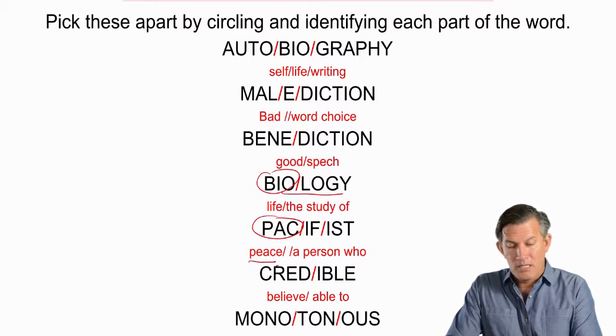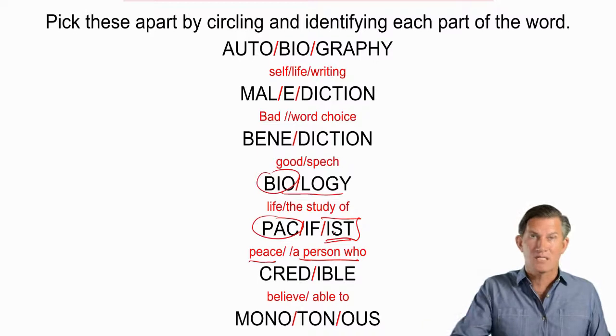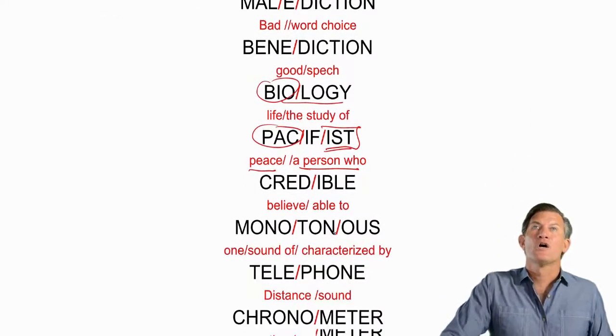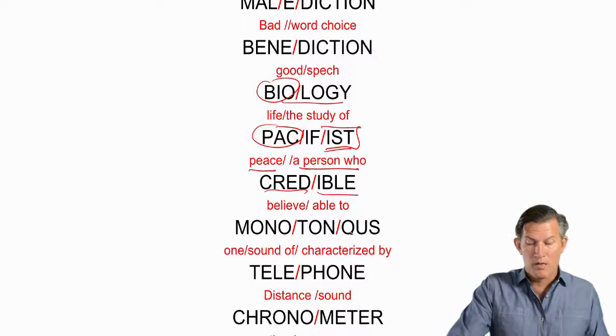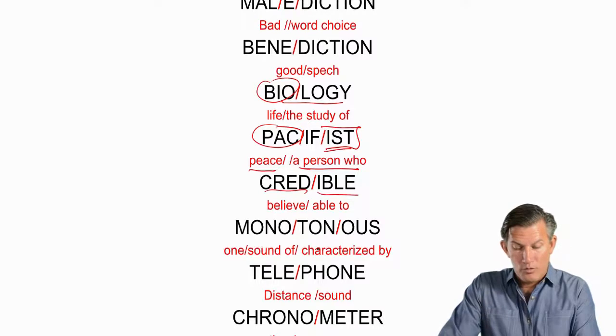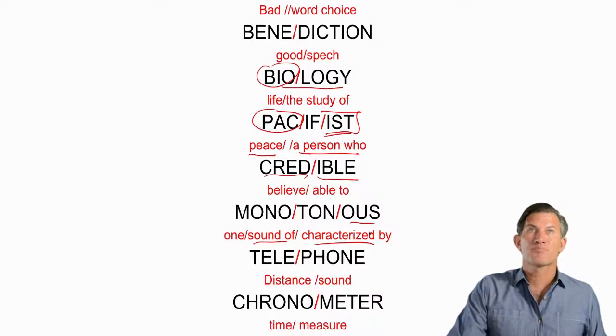Pas means peace. Ist is a person, like your dentist, right? A person who works on teeth, because dent means teeth. Okay. Cred means belief. Able means able to. Mono means one. Tone means sound. And characterized by is ous, O-U-S. Okay. That's pretty easy.